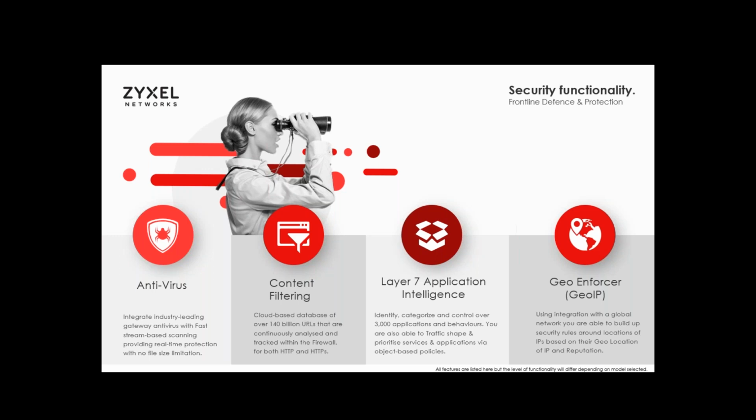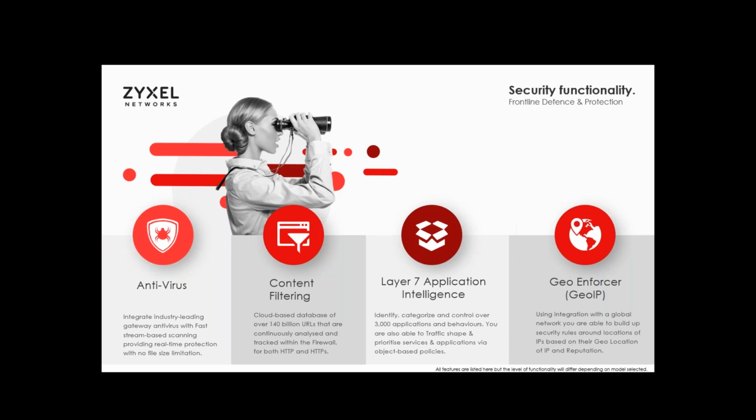Then we have application intelligence, which basically allows you to categorize traffic and applications so that you can do things like, I want to characterize voice over IP traffic and give that priority over Facebook-type data usage, which could then get in the way of a telephone call or something like that.